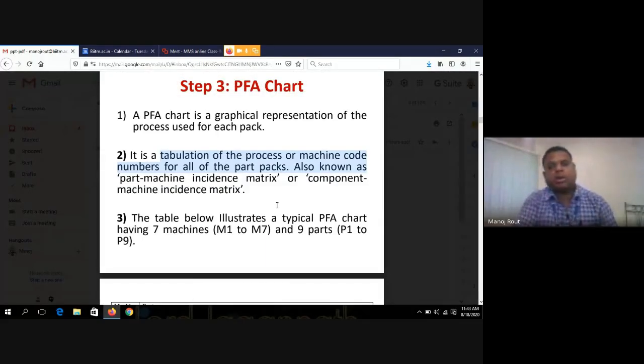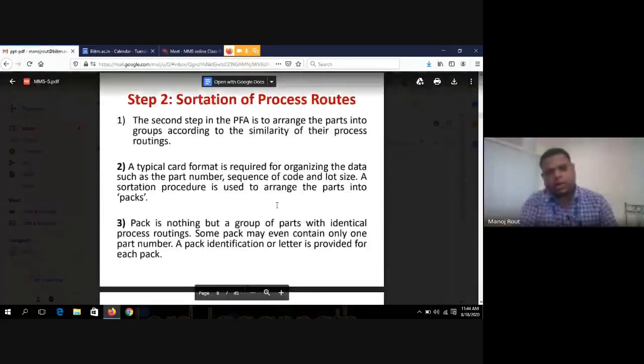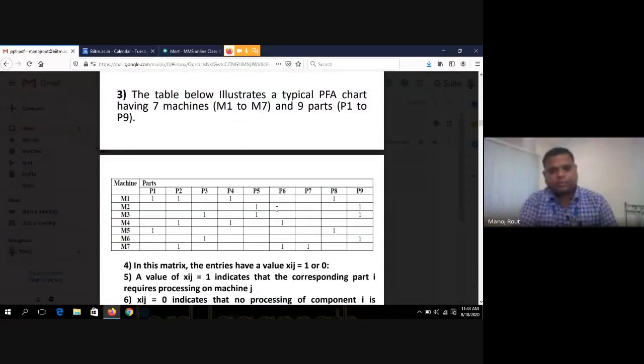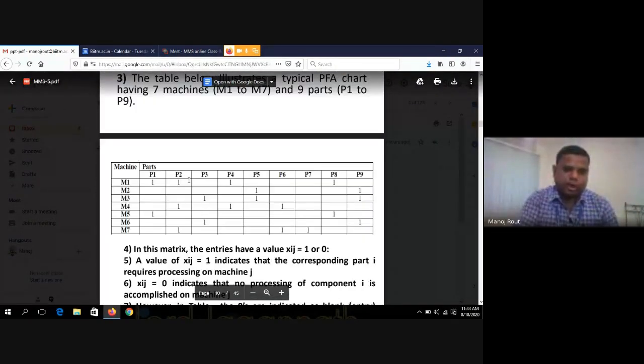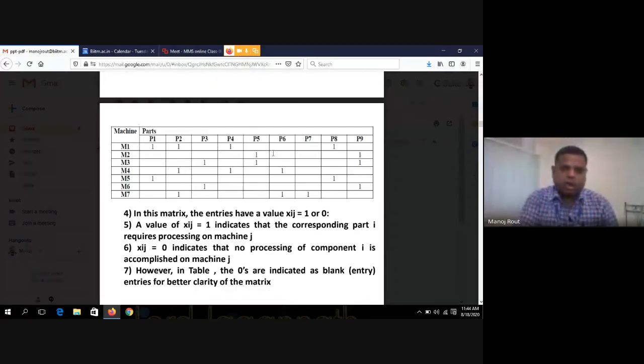So I will show a particular table of a typical product flow analysis which contains 7 machines and 9 parts. So these are the specifications of this product flow analysis of a particular shop floor.